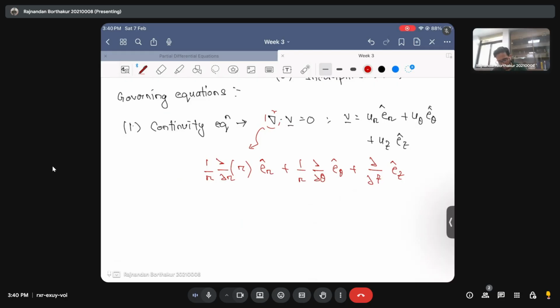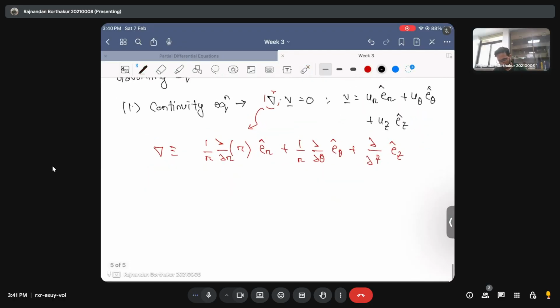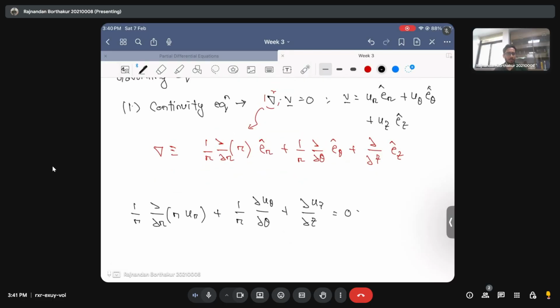So this is what the del operator looks like in cylindrical coordinates. And then if you take the dot product of this with this, you will simply get 1 by r del r of r times u_r plus 1 by r del theta of u_theta plus del z of u_z equals 0. Okay, so that's what the continuity equation looks like in the cylindrical coordinate system.